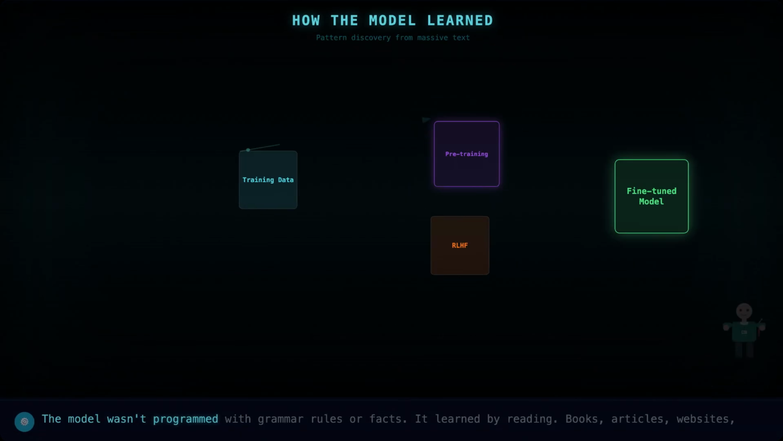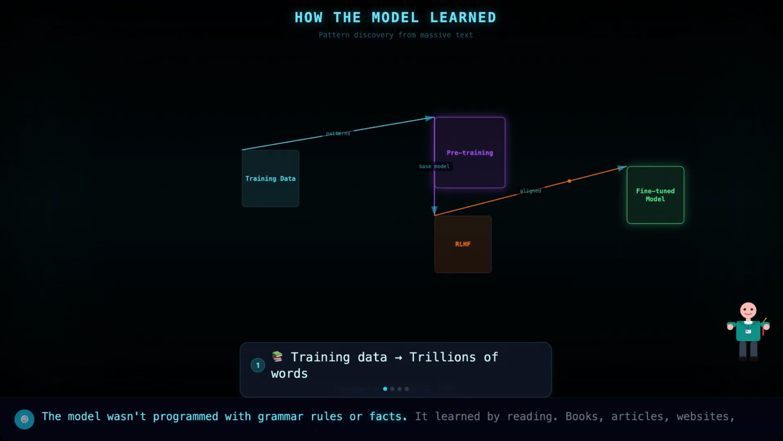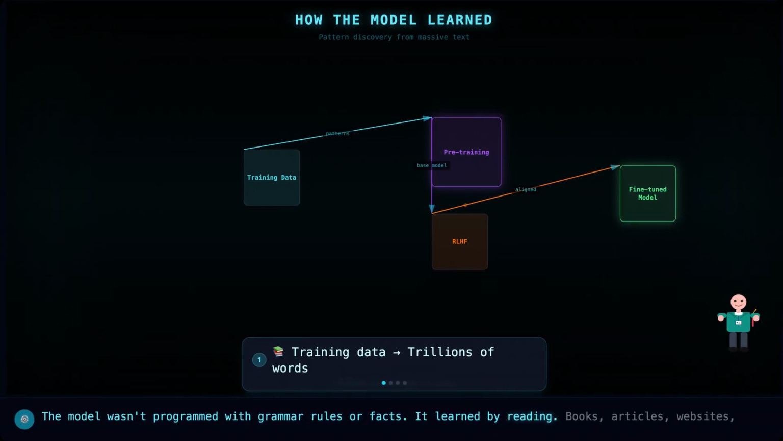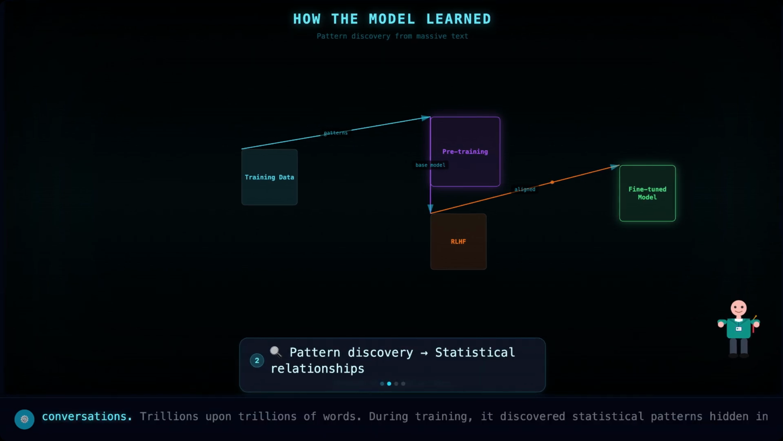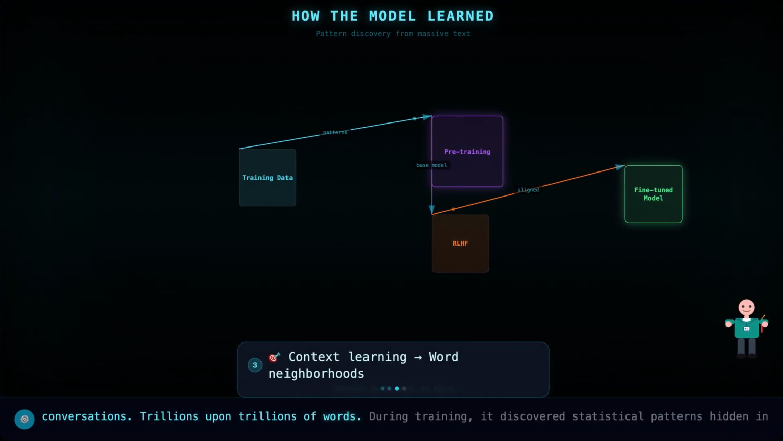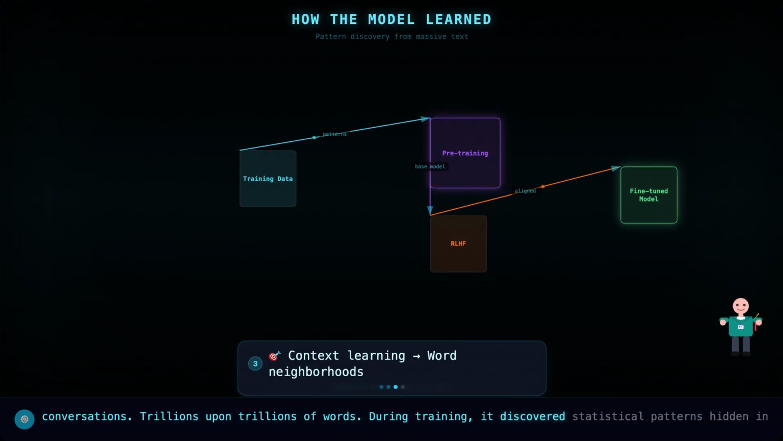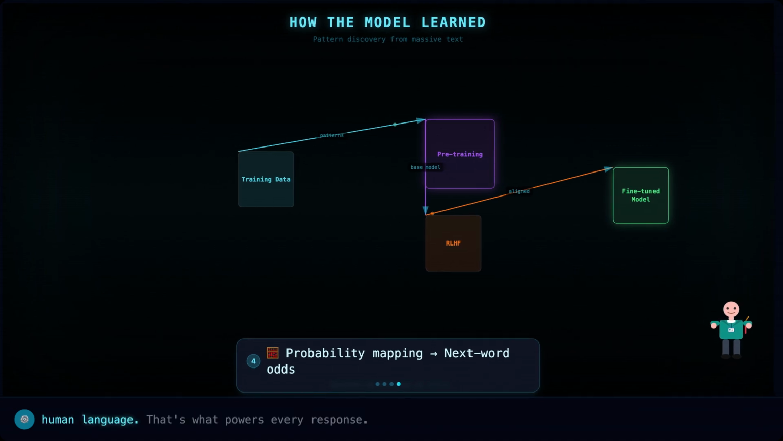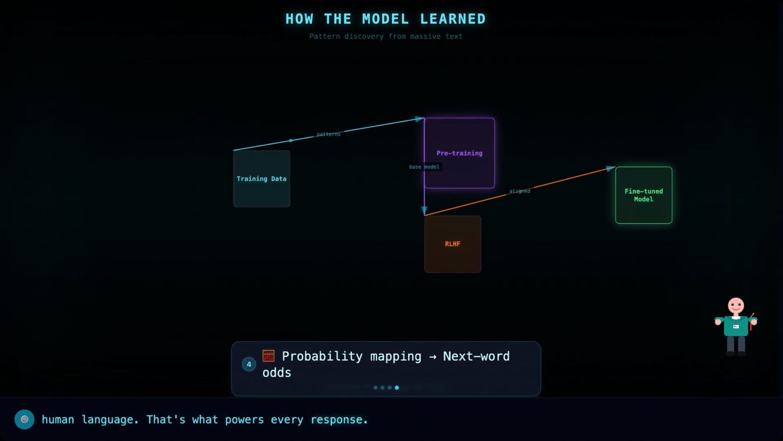The model wasn't programmed with grammar rules or facts. It learned by reading. Books, articles, websites, conversations. Trillions upon trillions of words. During training, it discovered statistical patterns hidden in human language. That's what powers every response.